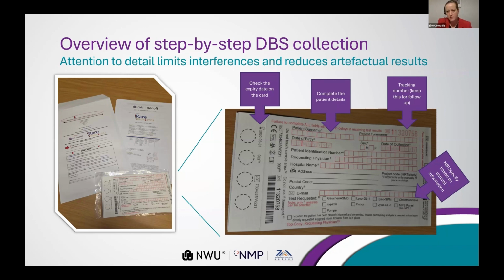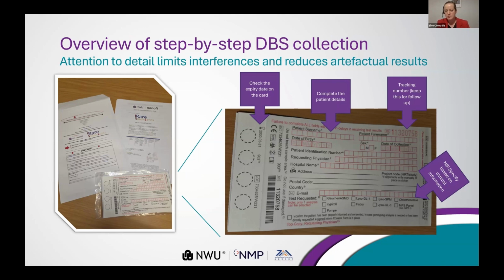So just a few things that I want to make you attentive to is to please check the expiry date of the card to see if it's still valid. If the card is past expiry, please contact us to know if we will still be able to use that card or if we should maybe send you a new card. Please complete the patient information, and then for your own records, on the right-hand side of the card, there's a red number. That's a tracking number for future communications. Please keep that at hand.